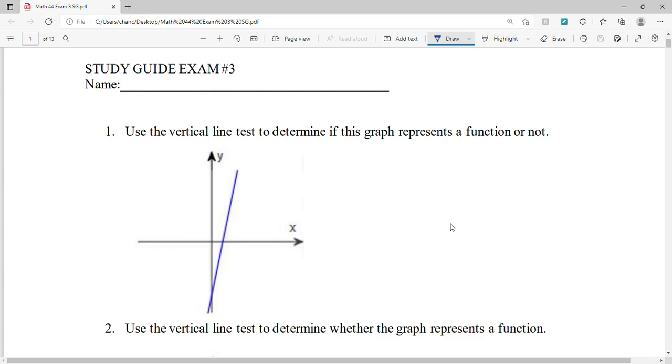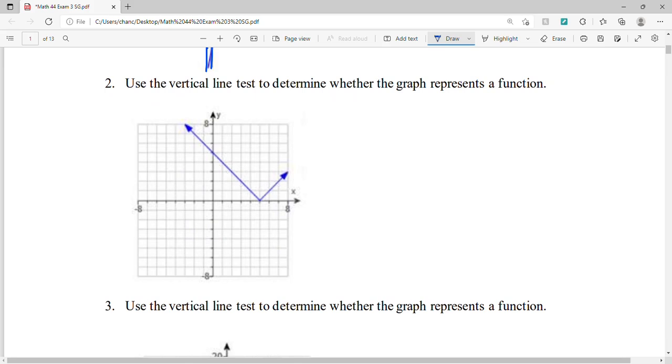According to the vertical line test, if we can draw vertical lines that intersect the graph at more than one point, it is not a function. And you can see for every single vertical line, we cannot do that. We can only intersect it once. Therefore, this is a function.